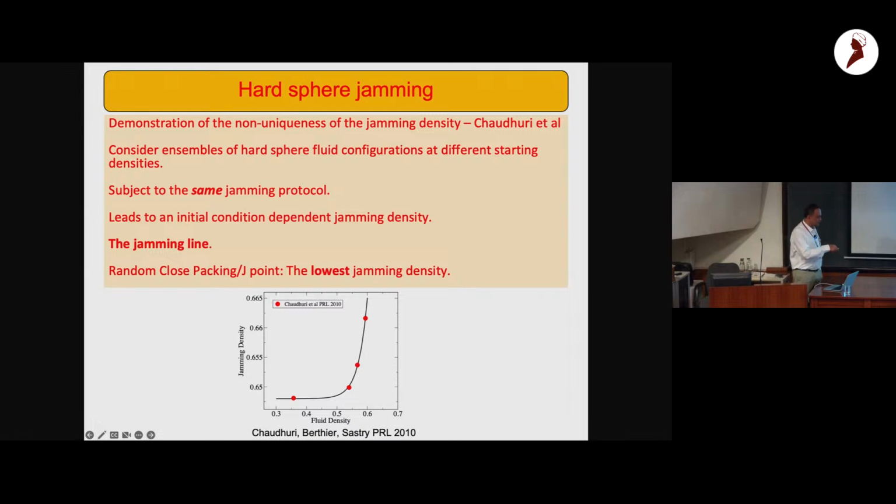At very low initial fluid densities, you end up with jammed configurations which have this random close packing value. These are binary systems, so it's not exactly 64%, it's a little bit higher, but that's a detail. But as I equilibrate my fluid at higher and higher densities, I begin to have a jamming density that's higher and higher. So this clarifies the point that the random close packing, which variously is called the J point, is a limit value of a range of densities over which jamming can occur. Of course, I need to present more of an argument to say it's the lowest jamming density, but for the purposes of this talk, let's go with that.